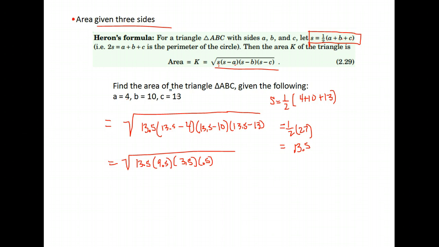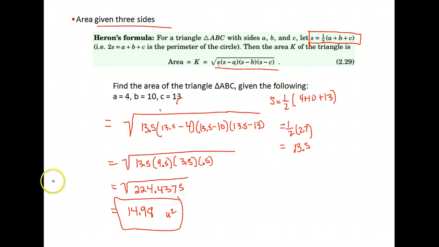I'm going to multiply those together. So 13.5 times 9.5 times 3.5 times 0.5 gives me about, and I'm going to again leave this number in my calculator to use for the next step, but I get about 224.4375, and we do the square root, and there we have our area. So our area would be about 14.98, and again, they didn't give me units here, so I'm just going to call that square units because it is an area.